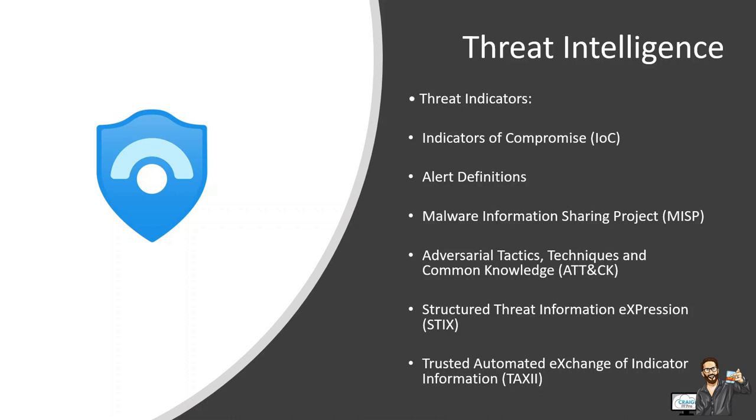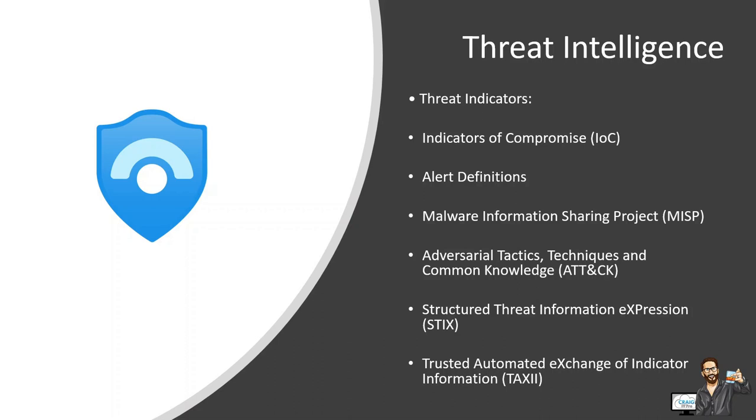So threat indicators. Threat indicators refer to a list of known or malicious entities, including files, URLs, hashes, and IP addresses. Indicators of compromise, or IOCs, refer to the activities and behaviors which represent the sign of a potential breach or an actual breach. You can get them as a paid service or open source service.